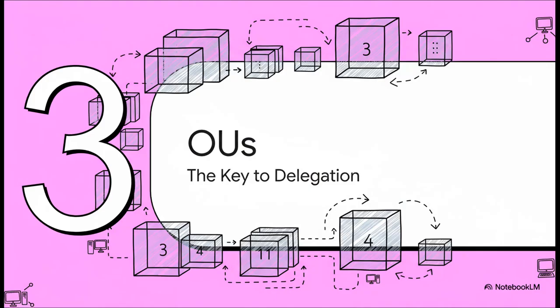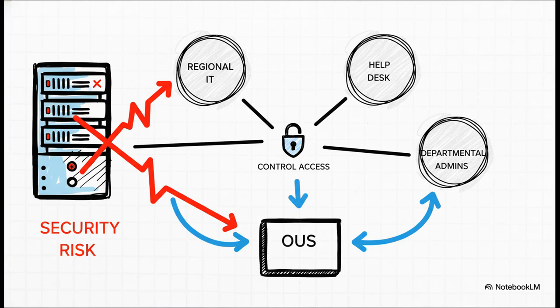Okay, so if we're not using multiple domains to delegate control anymore, what do we use instead? Well, that brings us to the most flexible tool in our architectural toolkit: organizational units, or as you'll always hear them, OUs. This question right here gets to the heart of the problem that OUs are designed to solve. Think about it. You have regional IT teams, you have a help desk, you have departmental admins. They all need some level of control to do their jobs, but there is absolutely no way you can make them all domain admins. That would just be a massive, massive security risk.